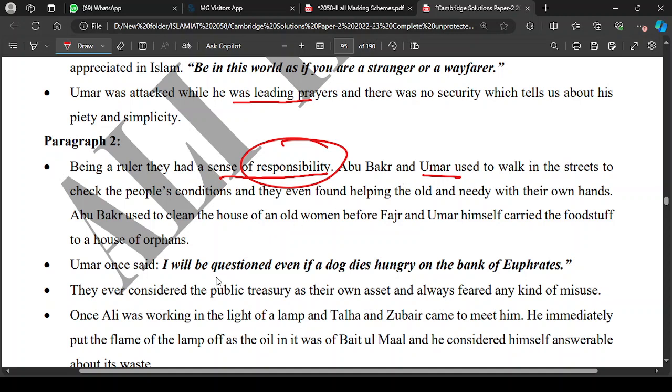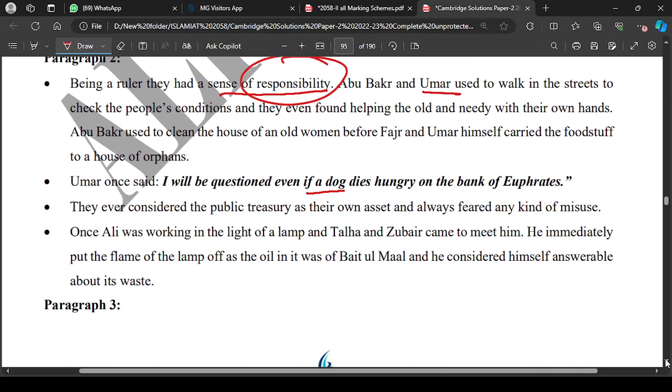So Umar once said, I will be questioned even if a dog, some sources mention even if a goat, dies hungry on the bank of the Euphrates. So these examples could be given in your answer.